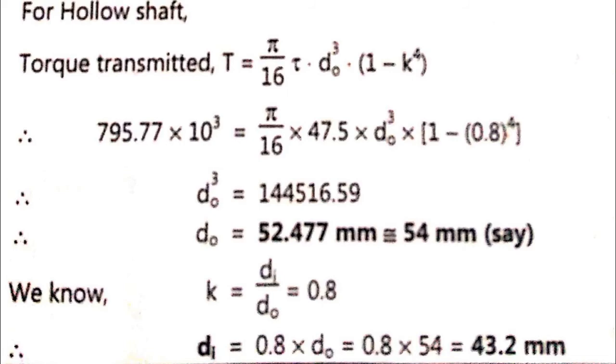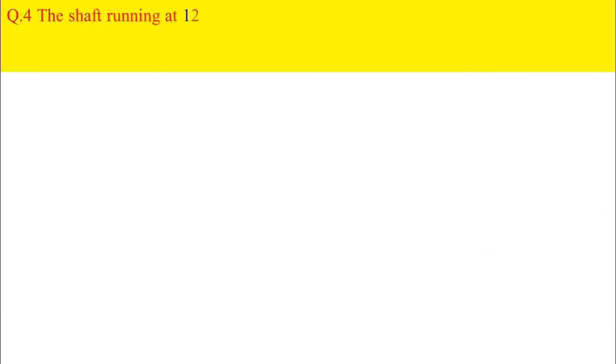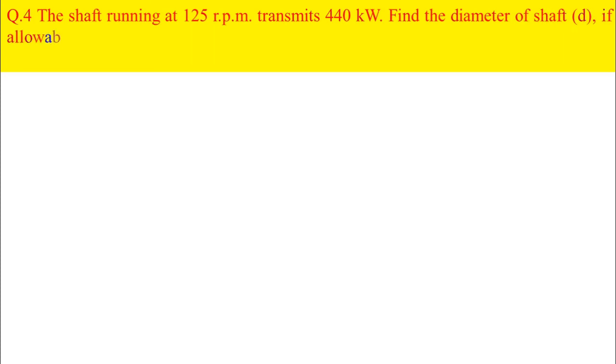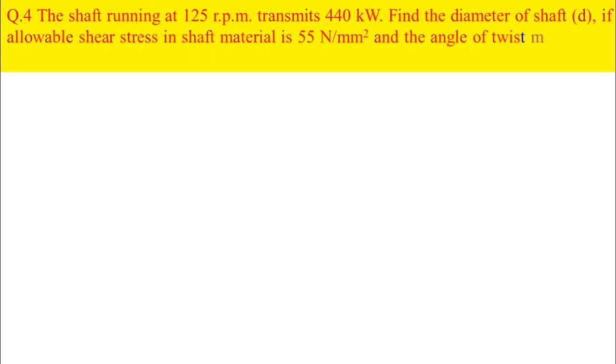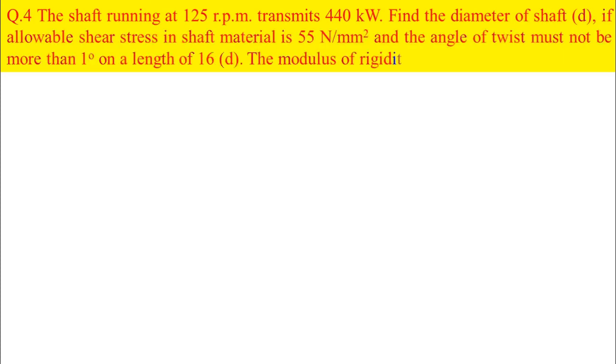Now we will see the next problem. A shaft running at 125 rpm transmits 440 kilowatt. Find the diameter of the shaft small d if the allowable shear stress in the shaft material is 55 Newton per mm square and the angle of twist must not be more than 1 degree on a length of 16 into small d. The modulus of rigidity capital G is equal to 0.80 into 10 raised to 3 Newton per mm square. Now we will write down the given data.